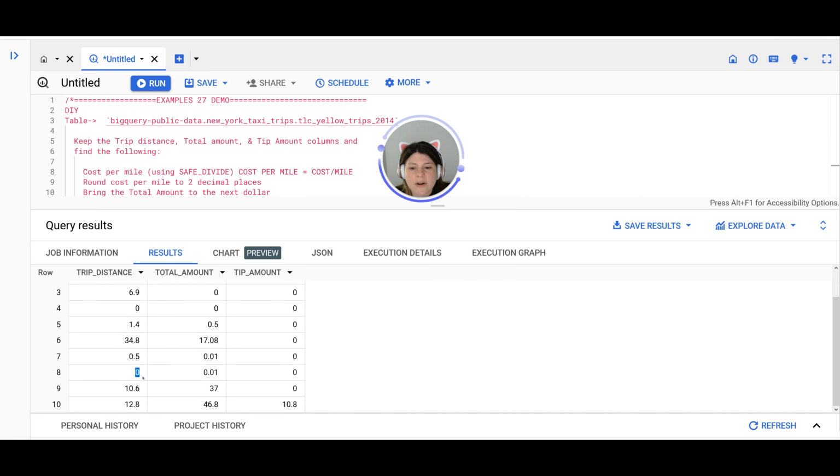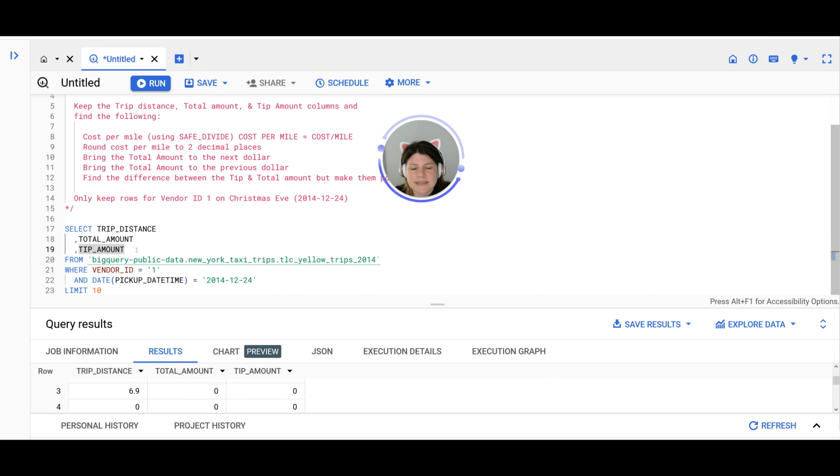Now what happens if our trip distance is 0? I paid a penny and I went nowhere. If you think about that, you might not have a good answer. And that's because in the math world, this is a big, big no-no. You're not allowed to divide by 0. Your 0, he's not allowed to be in the denominator. So if we have a 0 in the denominator, it's going to break our query. Let me show you.